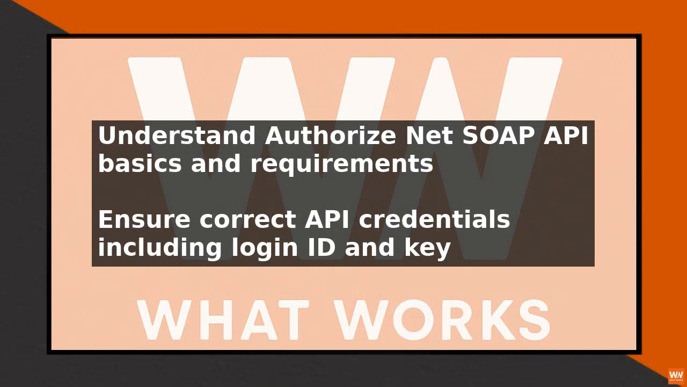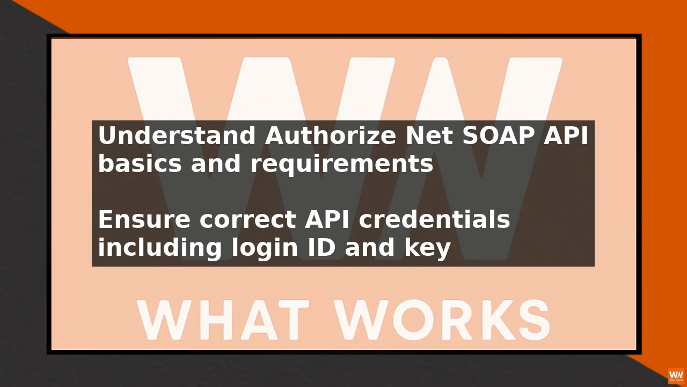To troubleshoot Authorize.Net SOAP API, start by understanding the basics of the API and its requirements. The Authorize.Net SOAP API is a payment gateway that allows merchants to process transactions securely. First, ensure you have the correct API credentials, including the API login ID and transaction key. These credentials are used to authenticate your API requests.